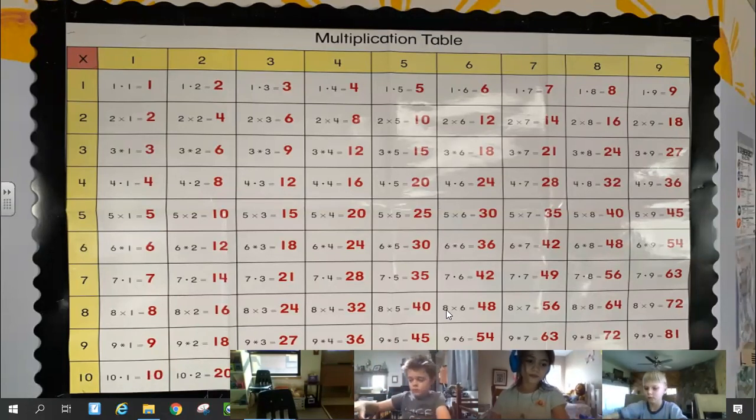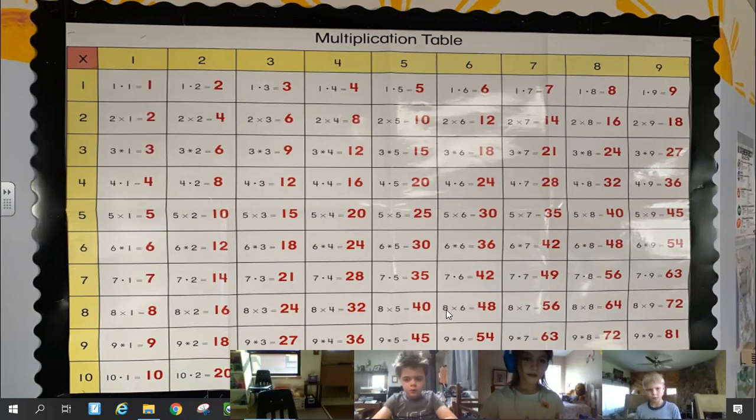3 times 6. 18. How do you know? Good job, you're right. I counted by 3s 6 times. She counted by 3 6 times. That's a lot. Let's do it with her. Ready? 3, 6, 9, 12, 15, 18.